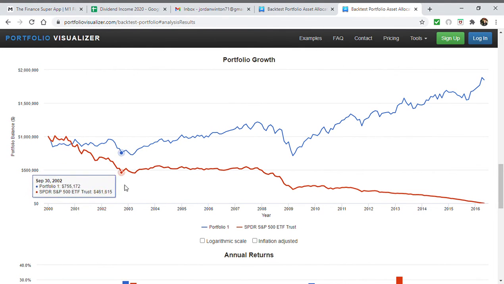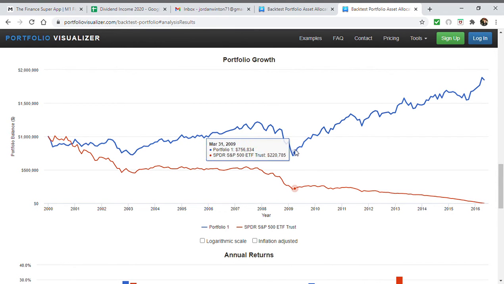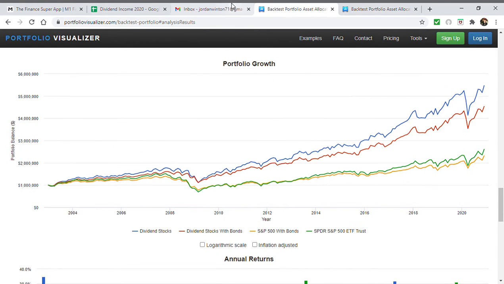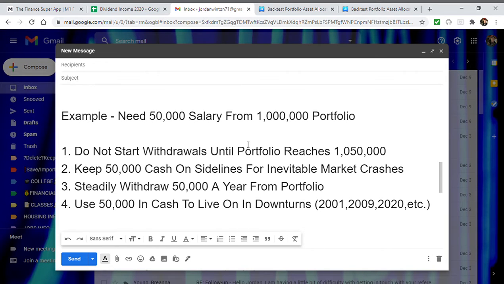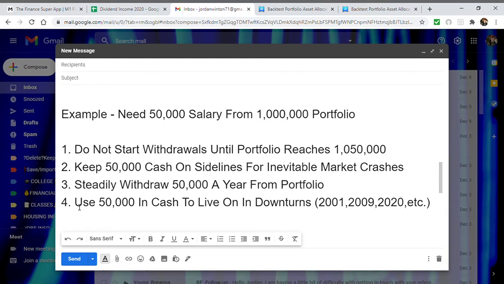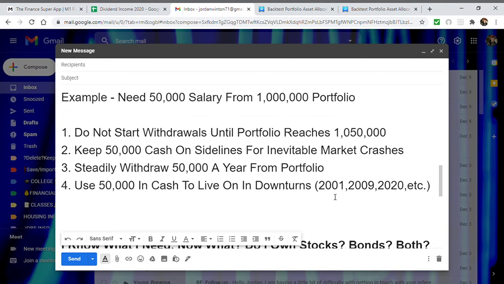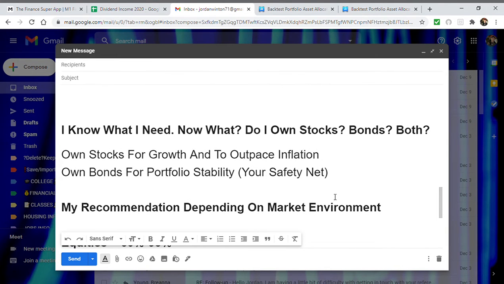and then during these periods, in the bottom of 2002, 2003, and the bottom of 2008, 2009, use the $50,000 cash to live on. Use the cash instead of using your portfolio so you do not get wiped out. And there's many examples of this, but pretty much any downturn in the market, from examples with 2001, 2002, 2008, 2009, and then the beginning of 2020, and then so on and so forth, whatever crashes we have in the future. So now I know what I need, and now what? Do I own stocks, bonds, both?